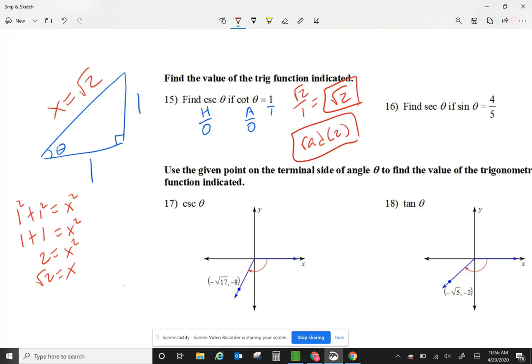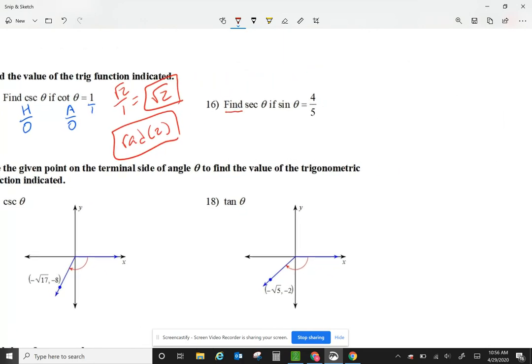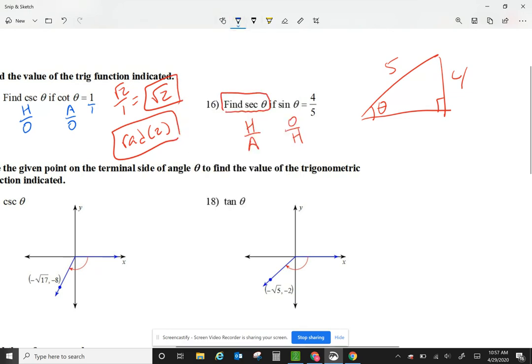Now let's take a look at question number 16. I know secant. What I'm looking for, secant is hypotenuse over adjacent. I have sine of theta, and I know sine is opposite over hypotenuse. So let's see. I have a right triangle. Let me come out with my theta. It says the opposite is 4, and the hypotenuse is 5. I have no information about the adjacent at this time, so let me solve for the adjacent. At this moment, let me call it x.